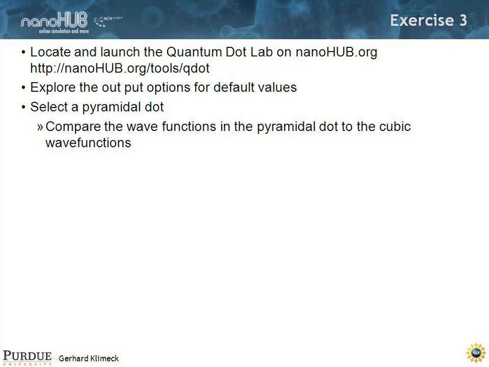And 3 is the tool called tools/QDOT. Just play with it and look at a pyramidal dot. Okay? So you get a little bit familiar. And if you do that, tomorrow's lecture is going to be much easier, because you've seen it, you've seen some facet of it. It doesn't look like it's from Mars. Okay?